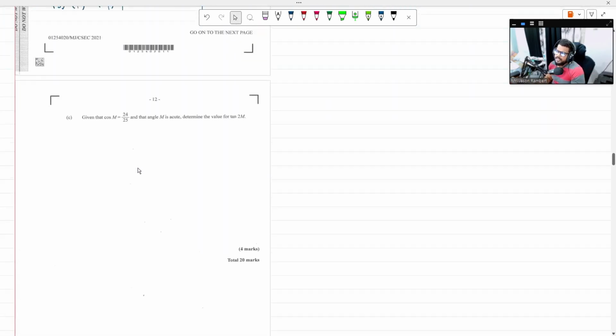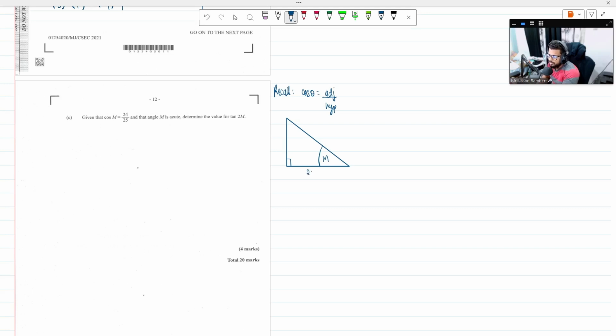Part C, given that cos m is 24 over 25 and m is acute, determine the value of tan 2m. Okay, it's been a while since we had a tan double angle formula coming. So these types of questions as always line up to be a right angle triangle. So I'll recall that cosine theta is equal to adjacent over hypotenuse. So I'm going to draw my right angle triangle. If this is the angle m, cos m is 24 over 25, which is adjacent over hypotenuse.